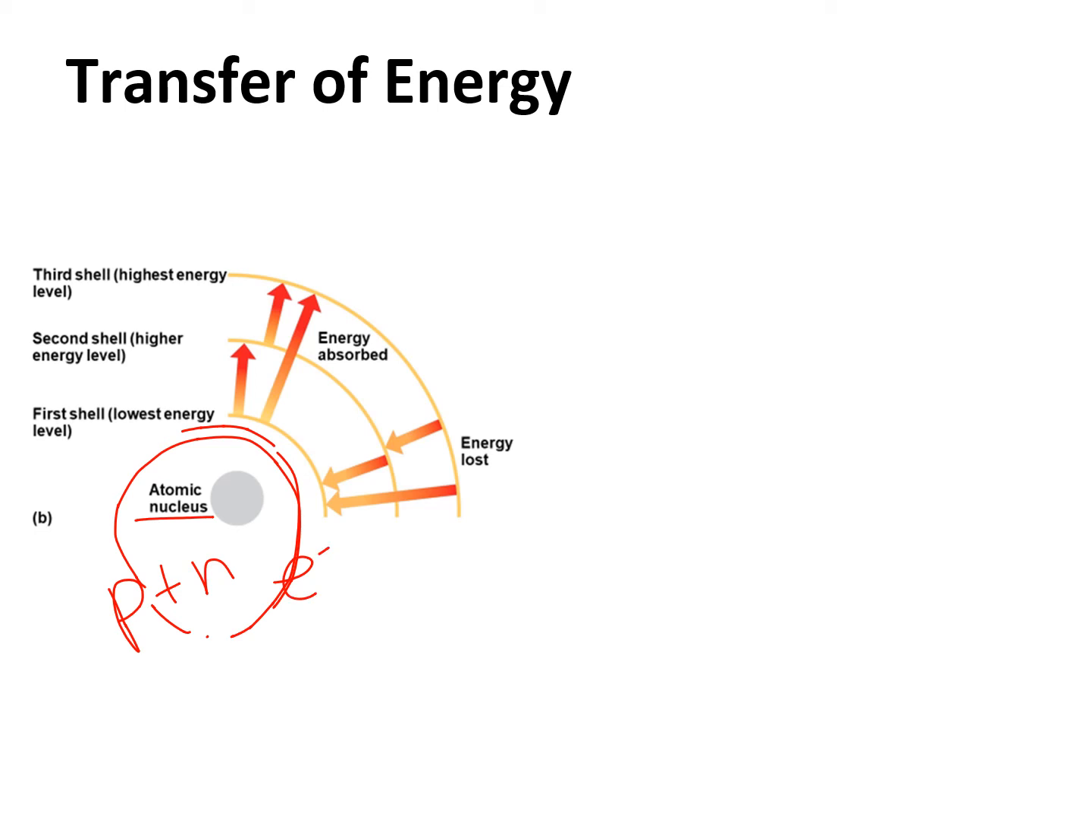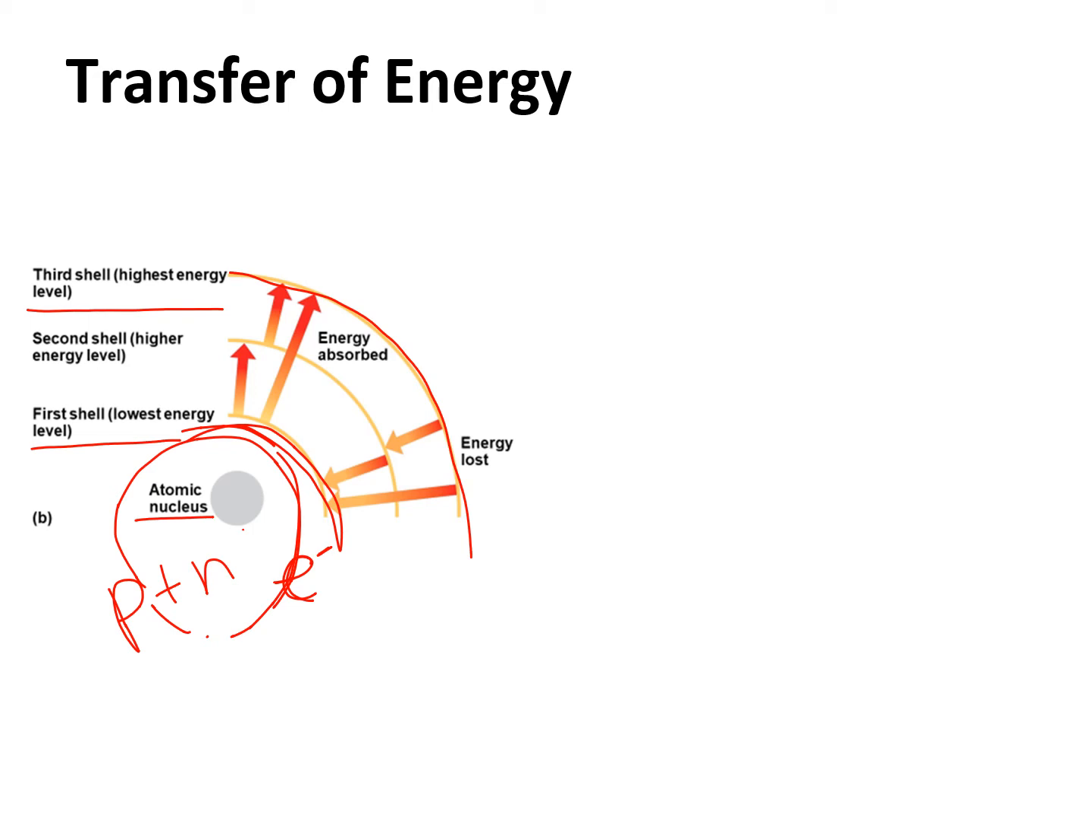And when I talked about the electrons, I talked about how the distance the electron is, how far away it is from the nucleus, indicates how much energy it has. And the further away the electron is from the nucleus, the more energy it has. So the first shell has the lowest energy since it is closest to the nucleus, and the third shell in this case would have the highest amount of energy because it's furthest away.